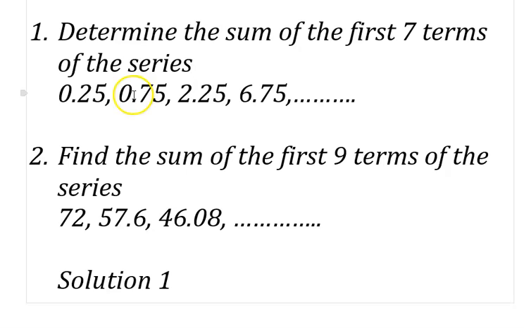So let's see. We want to get our common ratio now. If you say 0.75 divided by 0.25, you should have 3, because 0.25 times 3 gives you 0.75. If you say 2.25 divided by 0.75, you have 3, because 0.75 times 3 is 2.25. If you say 6.75 divided by 2.25, you have 3, because 2.25 times 3 gives you 6.75. By implication, your common ratio here is 3. So let's dive straight into solving the question.